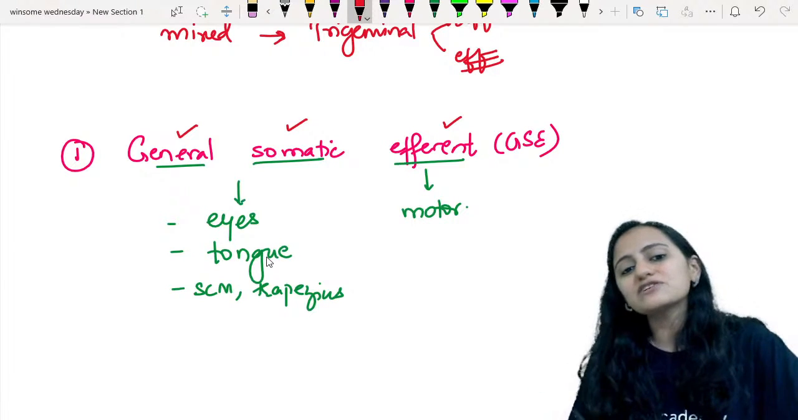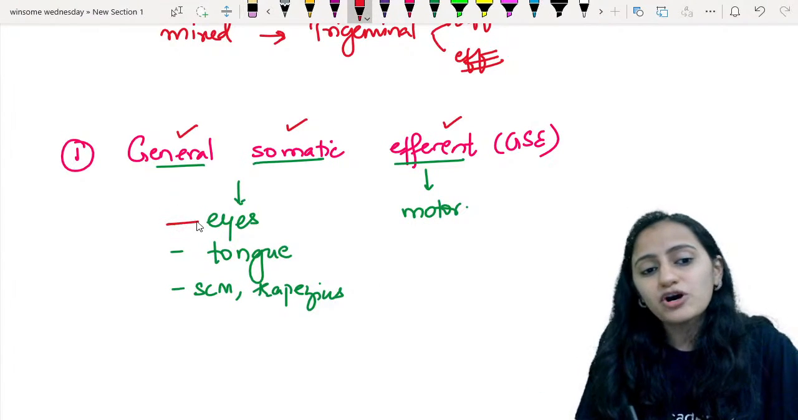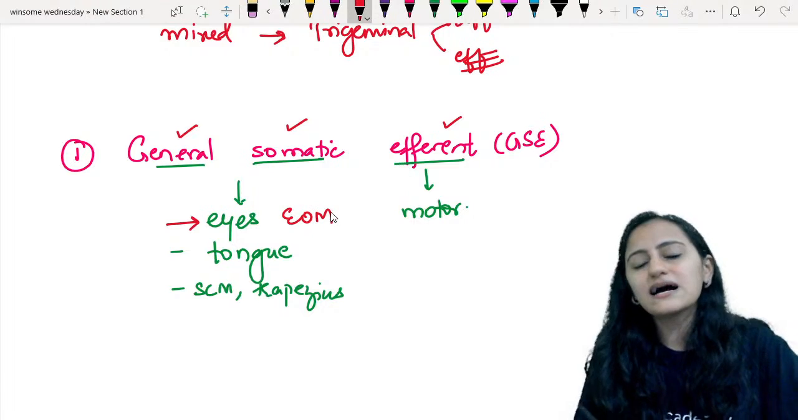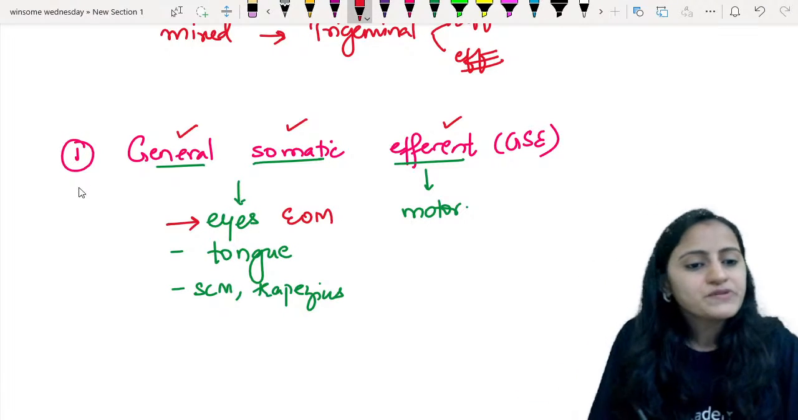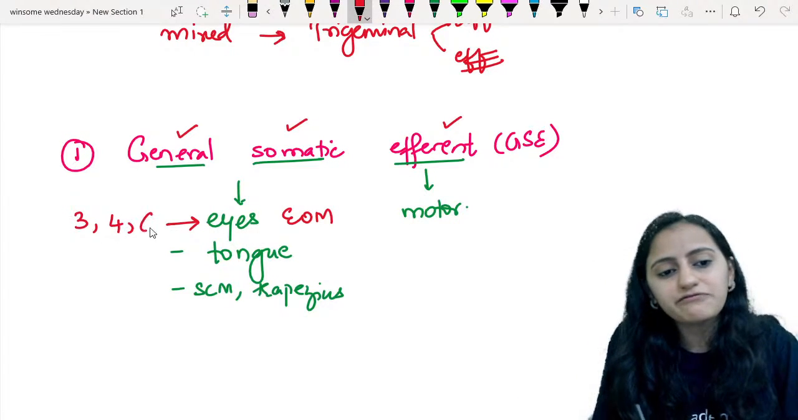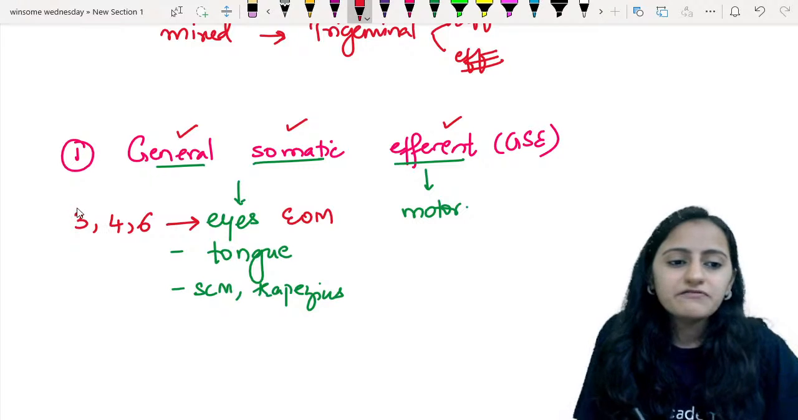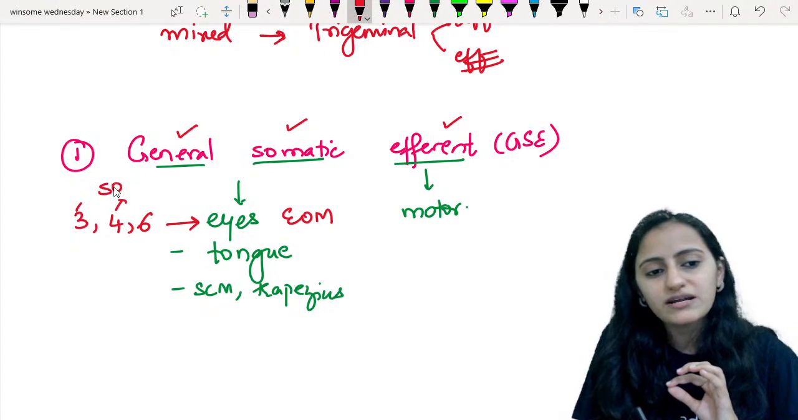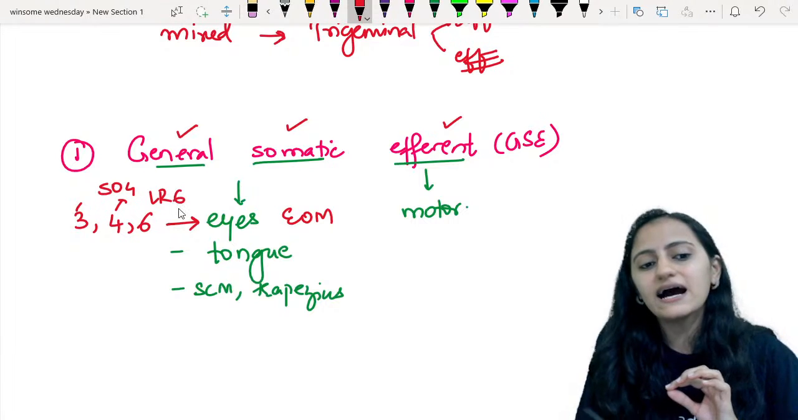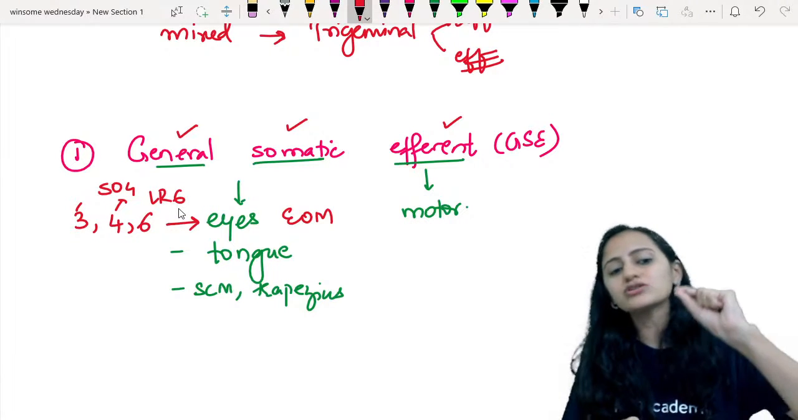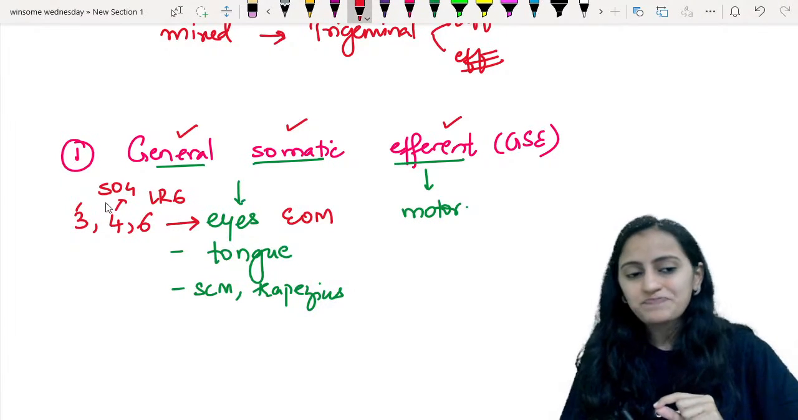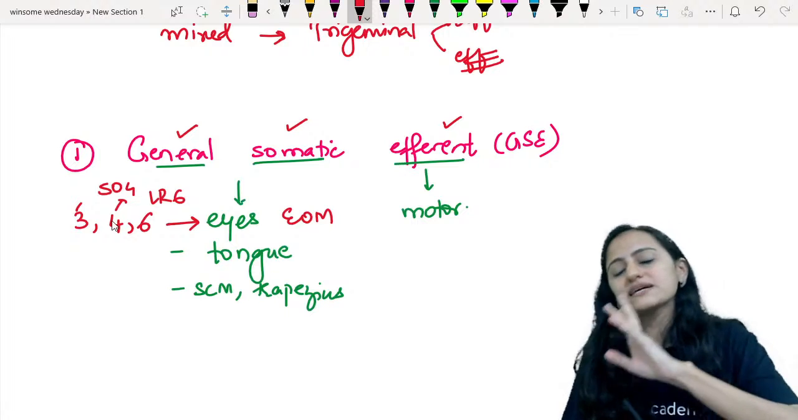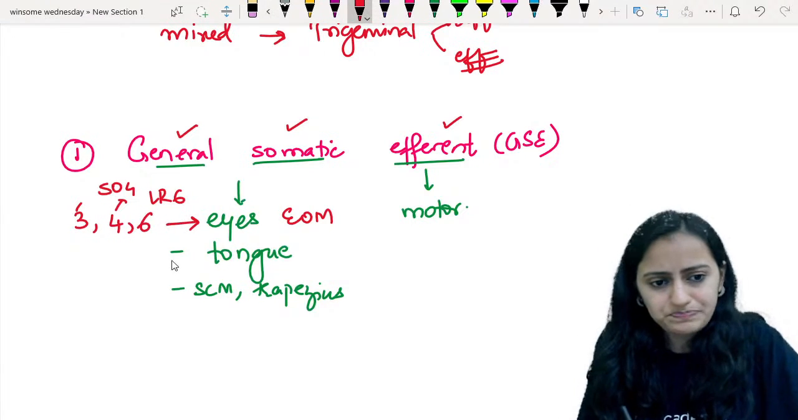So obviously, which are the nerves that will come? Your extraocular muscles are supplied by which cranial nerves? Your cranial nerves 3, 4, 6, right? We know 3 supplies all the muscles except your SO4 and LR6. Superior oblique by 4th, lateral rectus by 6th. So that is why 3, 4, 6 is your general somatic efferent.